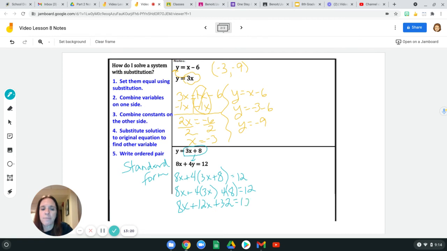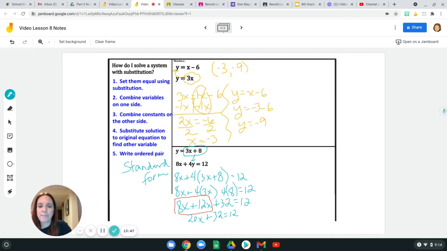equals 12. All right, look at this. We have some like terms right next to each other. Combine them. We don't have to move from one side to the other. They're on the same side. So just do what the operator between them says and add them together. 8x plus 12x is 20x plus 32 equals 12. We've got ourselves to a two-step equation from all of that.